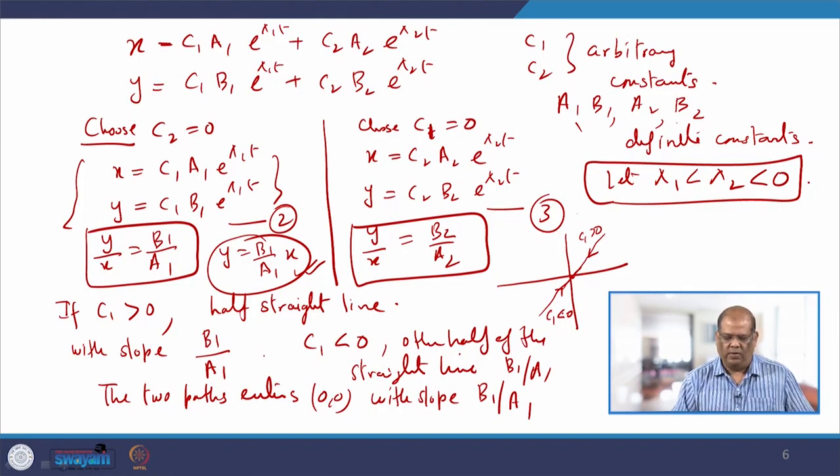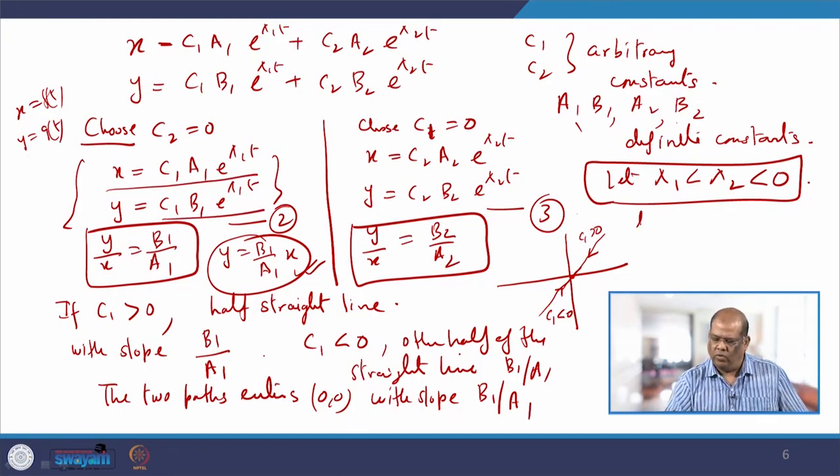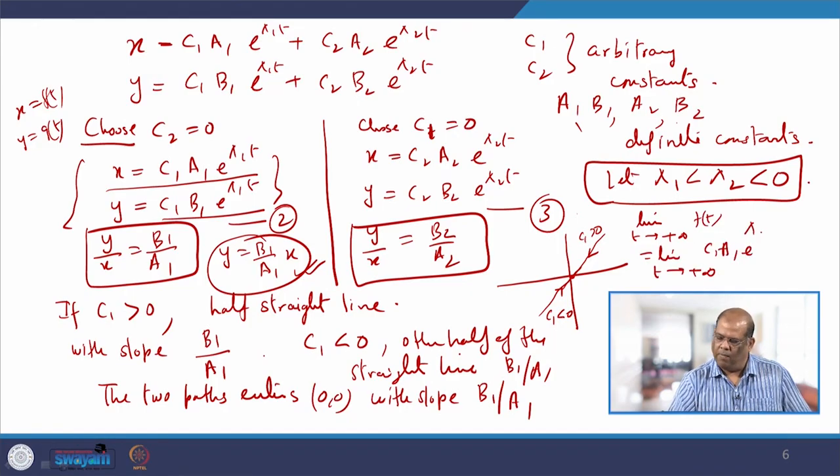And the properties which you need to see is, we have taken x equal to f(t) and y equal to g(t). So, if I express that this is my f(t) and this is my g(t), then I need to show limit t tends to plus infinity f(t), which will be limit t tends to plus infinity c1 a1 e to the power lambda 1 t. And since I have taken lambda 1 less than 0, this will be equal to 0, because there will be an exponential decay. It's more clear if you put a negative sign and visualize that as t tends to plus infinity, this becomes less and less and ultimately goes to 0. In the similar manner, limit t tends to plus infinity g(t) will also be equal to 0, which means the path approaches (0, 0).